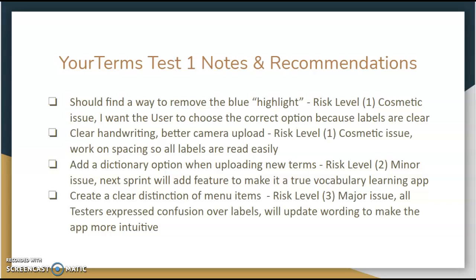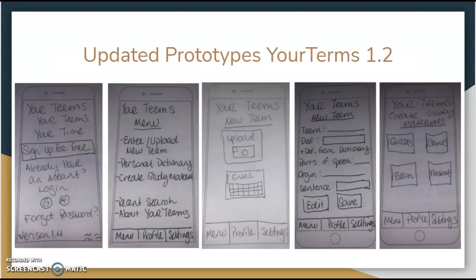The highest risk level for me, and also what the users expressed, was a clear distinction of menu item labels. The wording of certain labels confused my testers. It wasn't clear enough for them, like creating a new set was too similar to creating their study materials. So I took that in mind, and I created another round of prototypes.